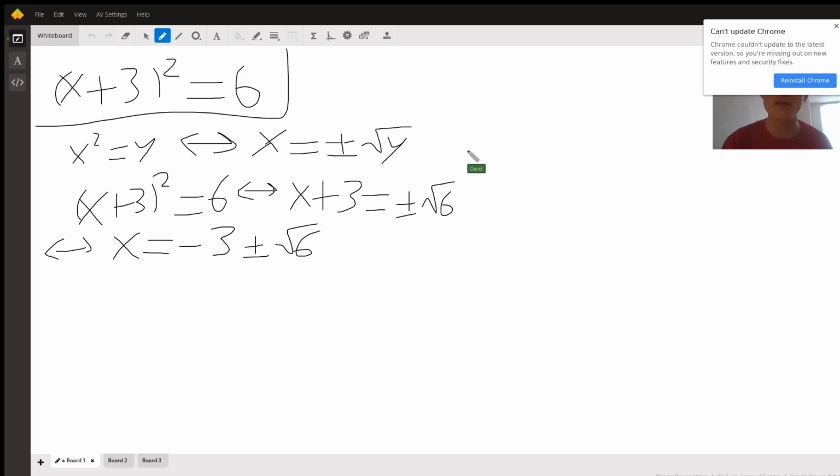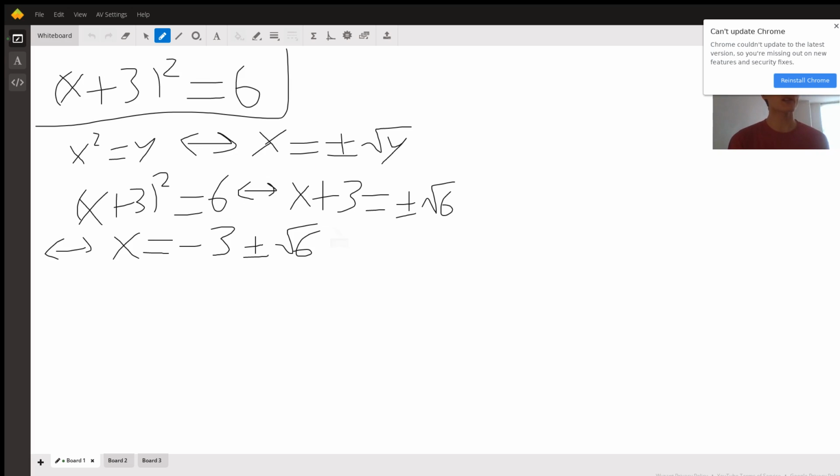So the quadratic we have is, and let me make sure I wrote this right, x plus 3 squared equals 6. Let me just check that. Yes, that's correct. Good. Okay.